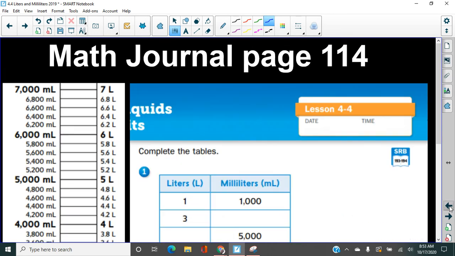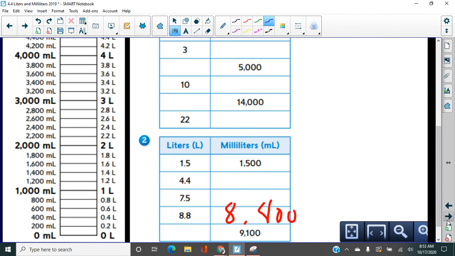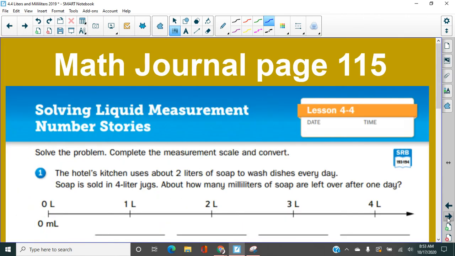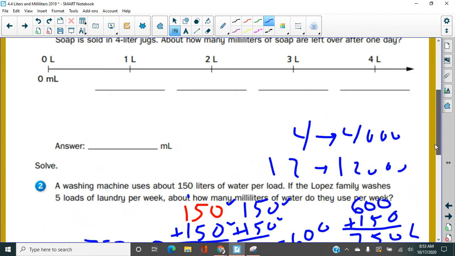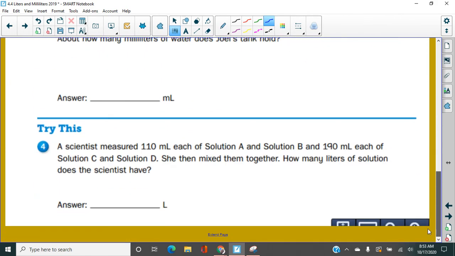You've got some left here on number one with our charts. And then there's number two, number three, and then the word problems over on this page. You have three to do: number one, number three, and number four. All right, fourth graders, if you have any questions, be sure to reach out and let me know. Our goal here today was to convert liters and milliliters, and then we're applying that to word problems as well. All right, that's all. Good luck.